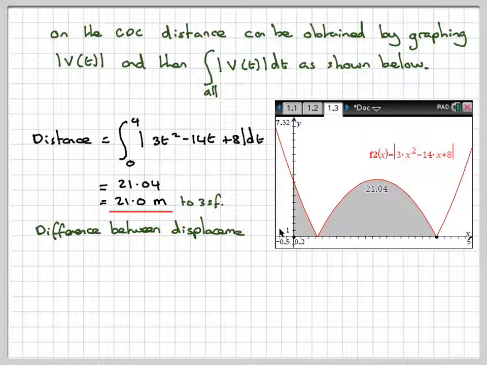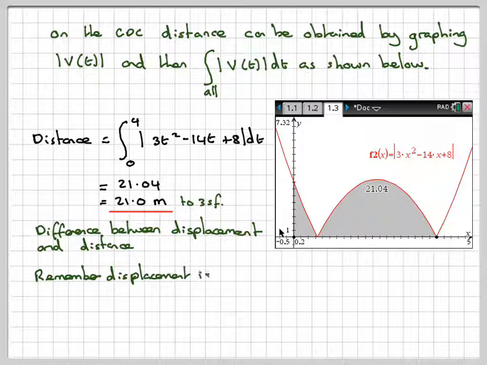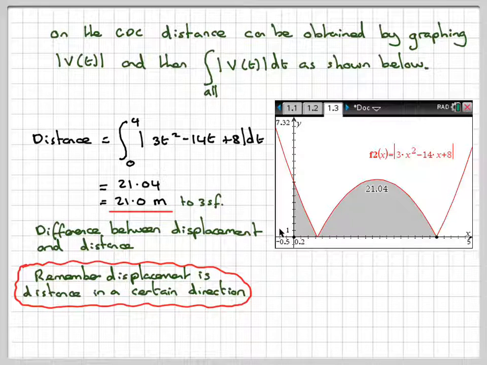Now the difference between displacement and distance. Remember, displacement is the distance in a certain direction. Okay, so displacement is distance in a certain direction. Distance is the total distance traveled, whether it's in the positive direction or the negative direction.